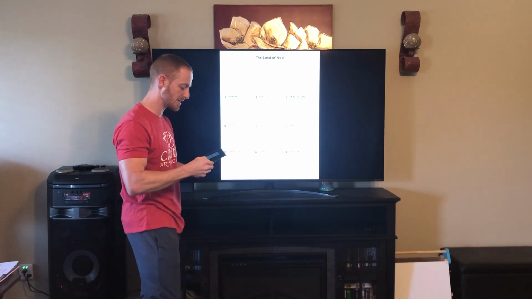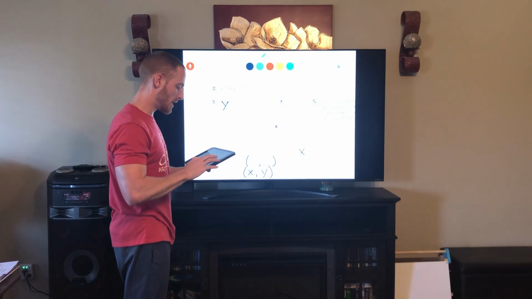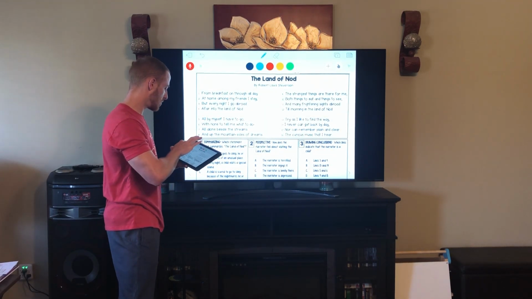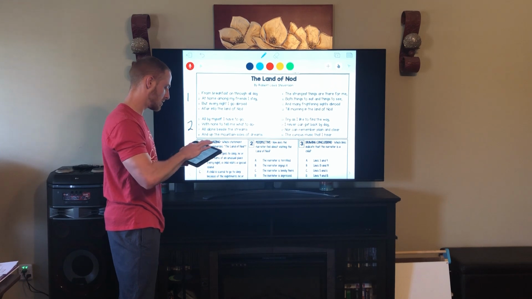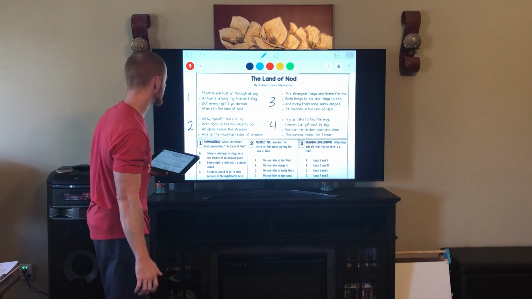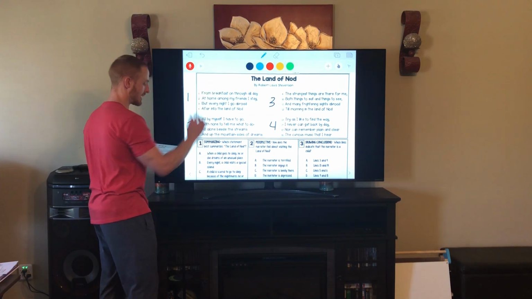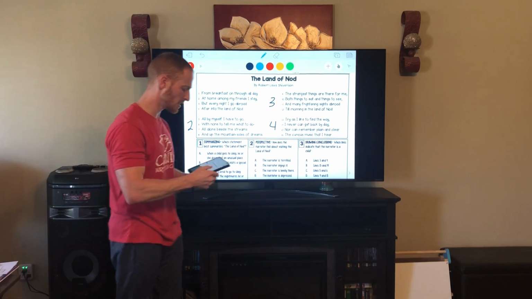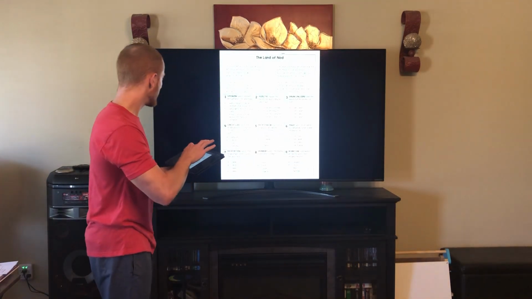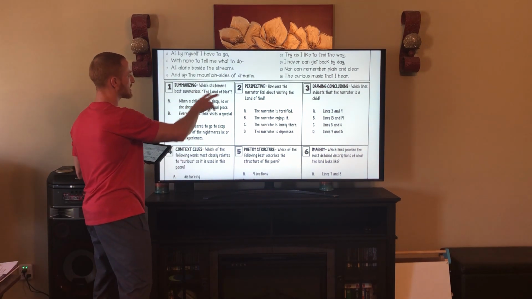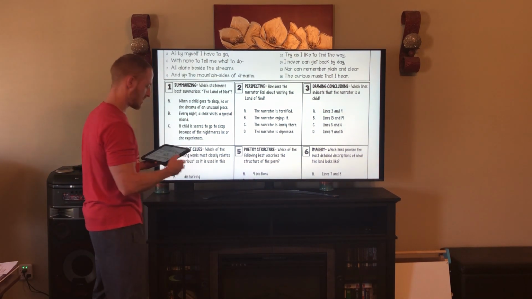They're not called paragraphs, but if you notice, they're kind of grouped together like little paragraphs, but they are called stanzas. So in this particular poem, we have how many stanzas? Well, we have 1, 2, 3, 4. We have 4 stanzas, okay? And within each stanza, there are 4 lines, all right? So, back to the questions. Number 1 talks about summarizing. It says, which statement best summarizes the Land of Nod?